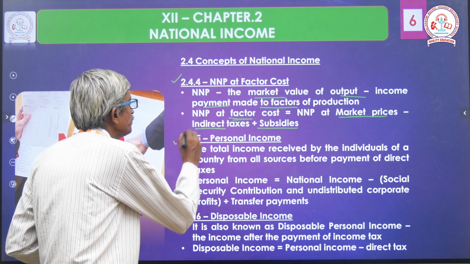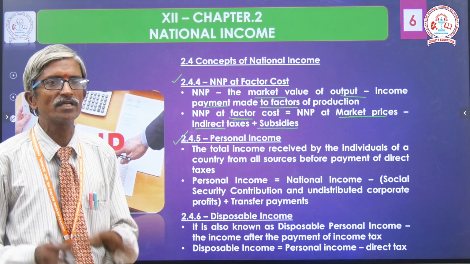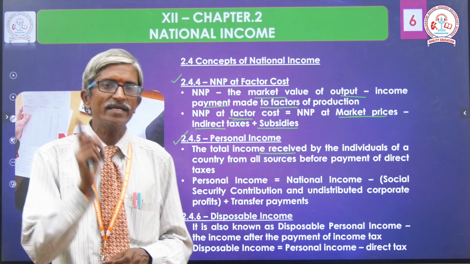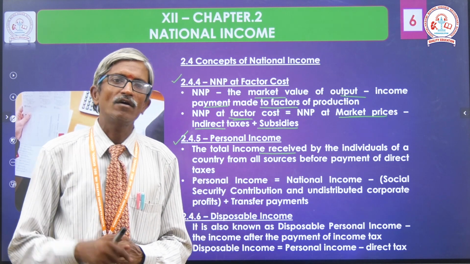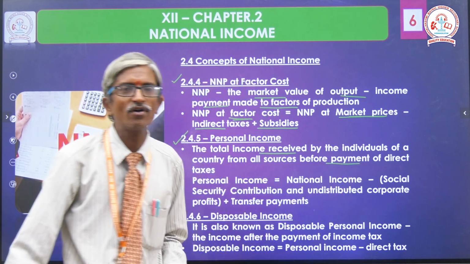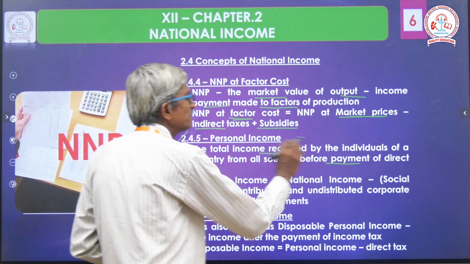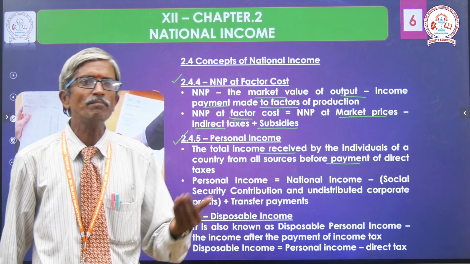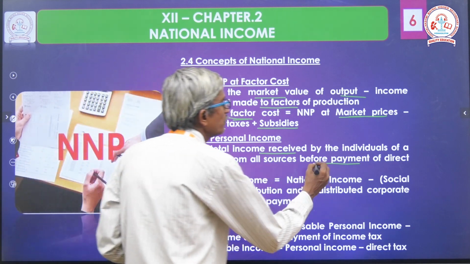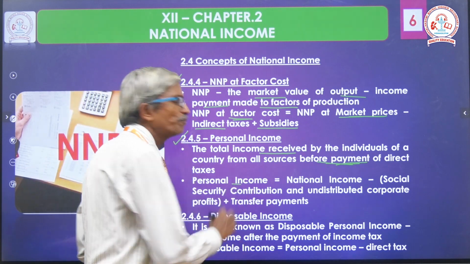Okay, then what about the 5th one? Personal income. My income, for example, I am the person, my income, that is called personal income. The total income received by the individual of any country from all sources before payment of direct tax. Clear? Income received by each and every person. Some people will get 5,000, some people will get 50,000. But what do we have to include here? Before payment of direct taxes. Okay, in simple terms.